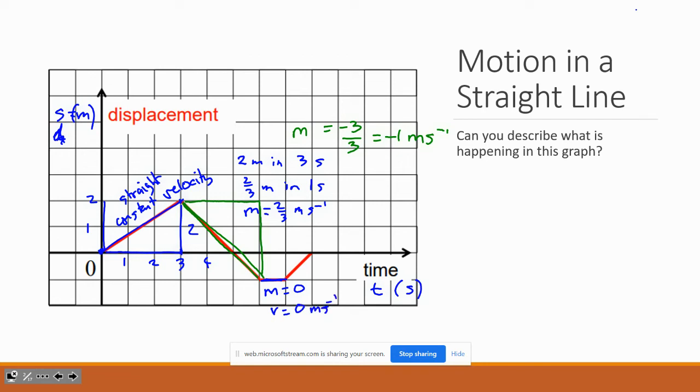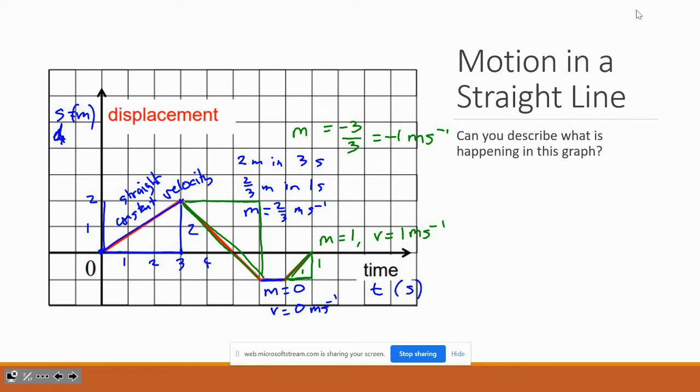And then for the final part of the graph, you can see that we're going up here, and we're going back to where we started, but in 1 second we've travelled 1 meter. So our change in y is 1, our change in x is 1, our gradient is 1, so our velocity is 1 meter per second in the positive direction.